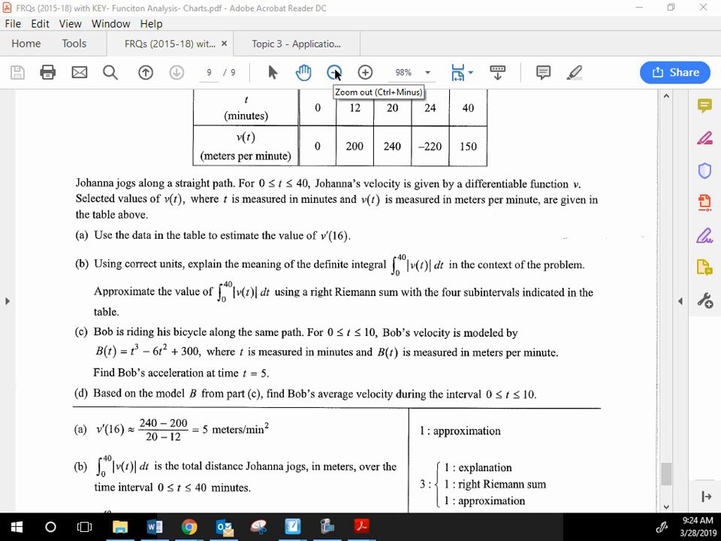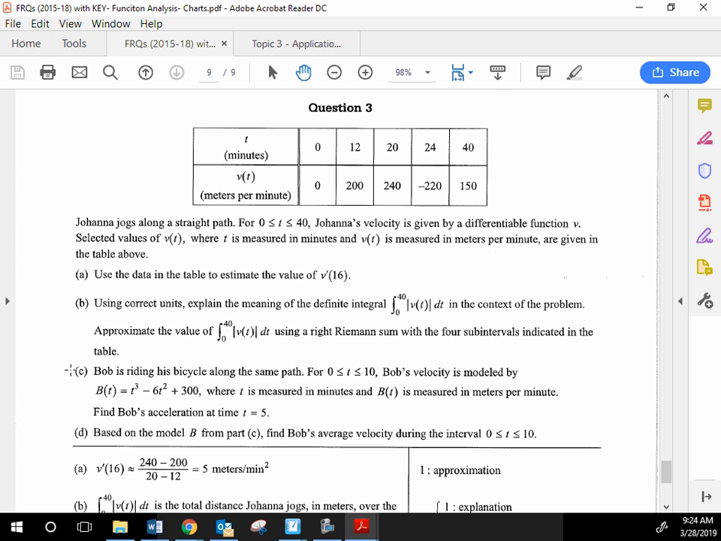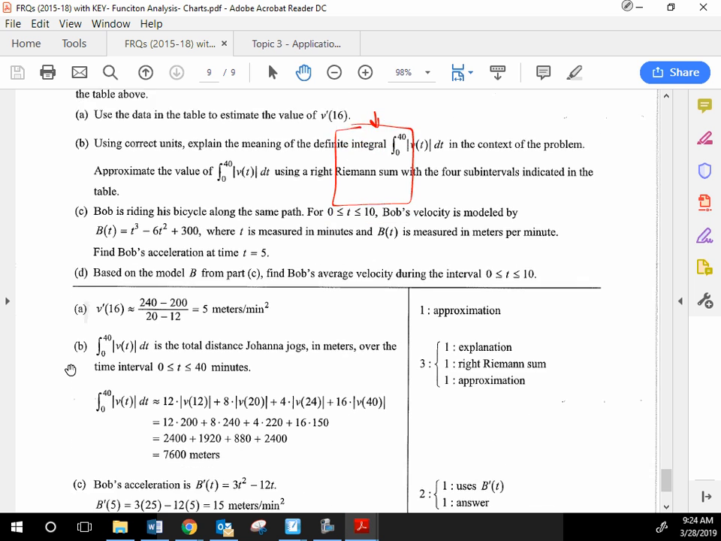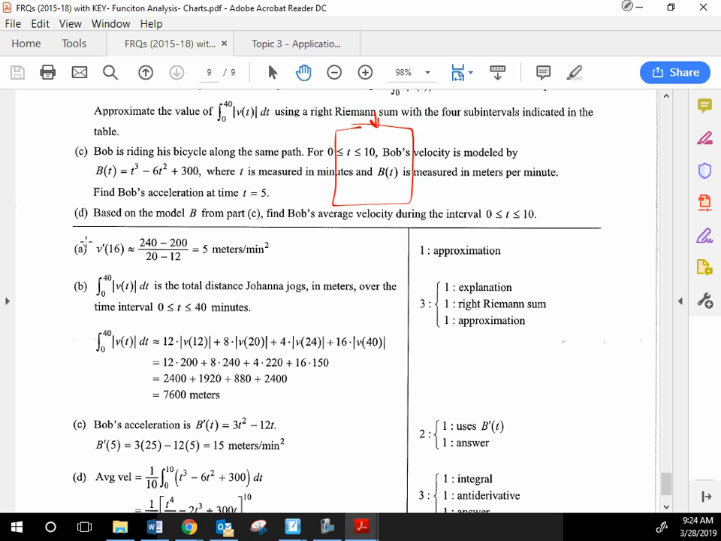Okay, so part A says to estimate the value of v prime of 16. Whenever they ask you to estimate or approximate a derivative, and we're given a chart, then basically look at where 16 is. 16 would fall within here. We're going to use the values immediately to the left and right of it. So we're just doing our slope based upon those values. So we have 240 minus 200 over 20 minus 12. So our approximation is 5.